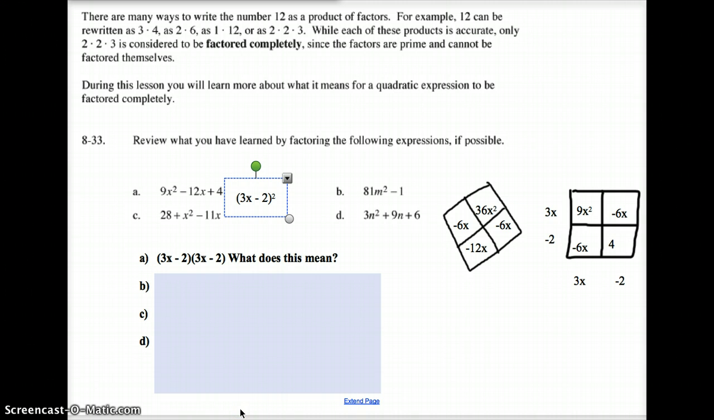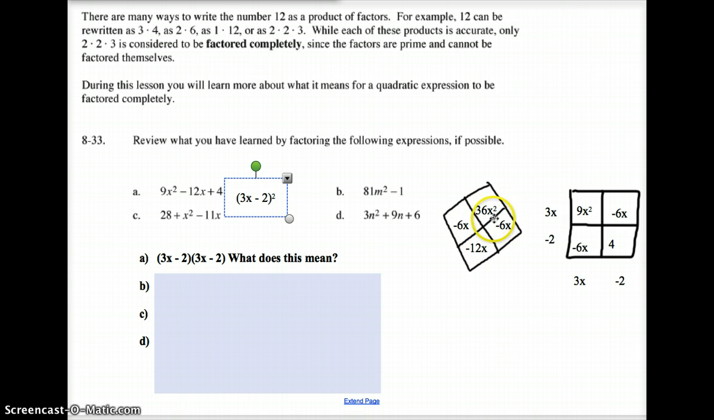Hopefully that makes sense to you. What I would like you to try is try B and C. By the way, notice that C is out of order. You must put it in standard form order first, meaning the x squared comes first, the x's come second, and this number 28 has to come last. So go ahead and pause the video and then come back and try that one.